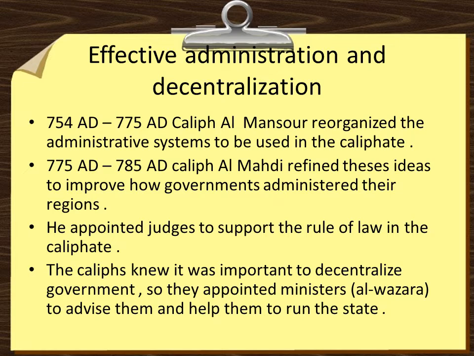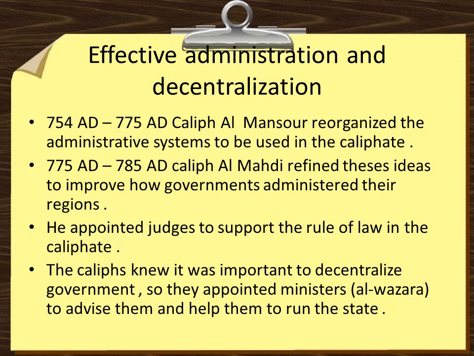Here also another idea about the effective administration and decentralization. In the year 754 to 775, the Khalifa al-Mansur reorganized the administrative system to be used in the Caliphate. In the year 775 till 785, Khalifa al-Mahdi refined his ideas to improve how government administrated their regions. So you see, these people, how are they planning for a governmental place? He appointed judges to support the rule of law in the Caliphate.